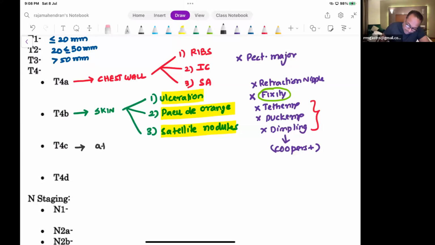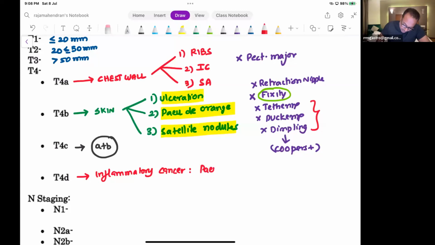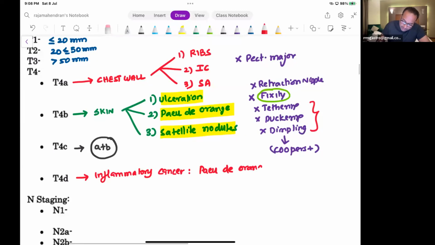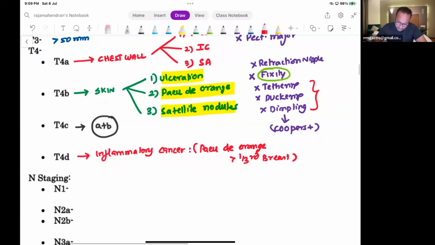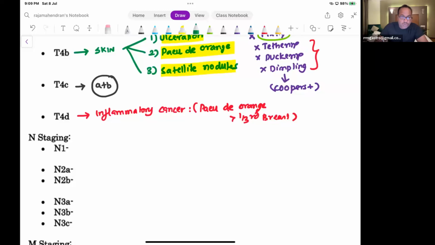T4C is A plus B. See, in the new Bailey, they have given a very interesting point. T4D is inflammatory cancer. And one interesting point is that if you open Bailey and see, peau d'orange involving more than 1/3 of breast is put under this category. You can verify from Bailey, it is mentioned there. So peau d'orange involving more than 1/3 of breast comes under inflammatory breast cancer, T4D, which is a fast growing cancer.